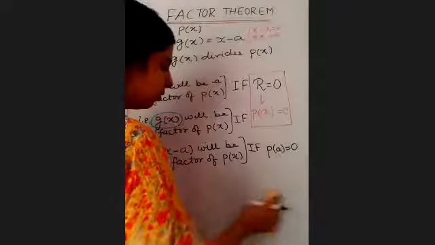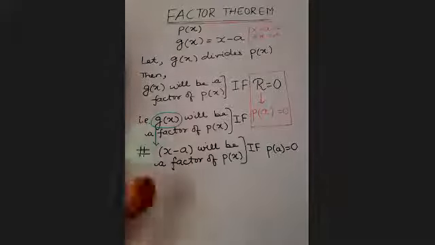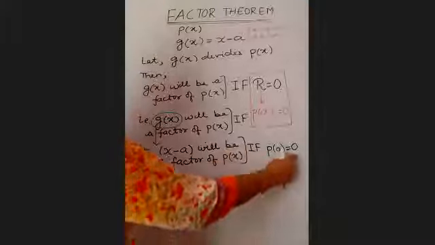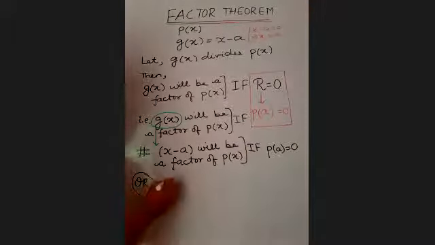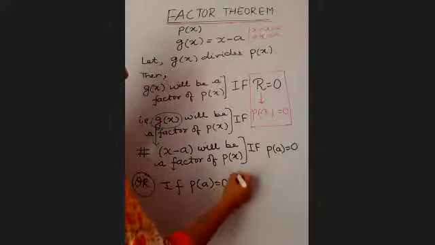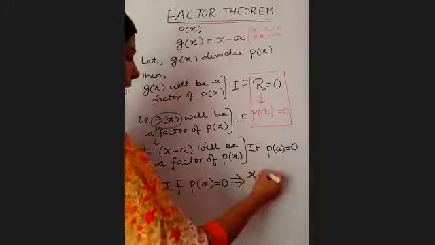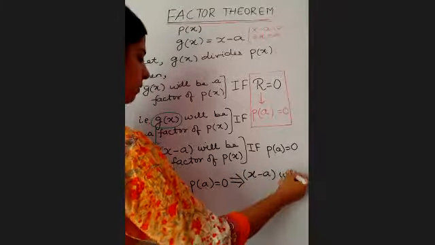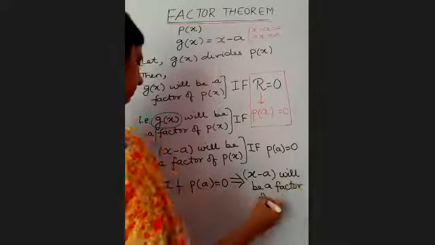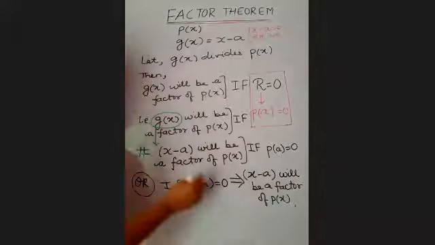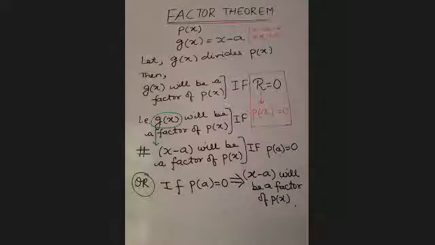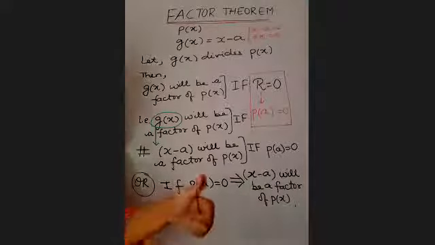So it has to be both ways. That is, if x minus a is a factor of p(x), then p(a) equals 0. And if p(a) equals 0, then this means x minus a will be a factor, like we were saying: if factor, remainder 0, and if remainder 0, it will be a factor. Is that okay, children? Yes, ma'am.